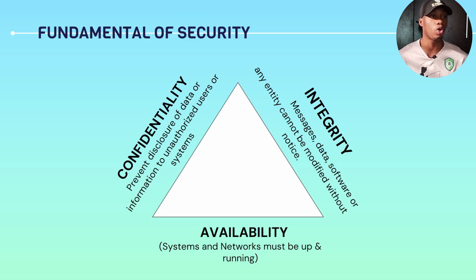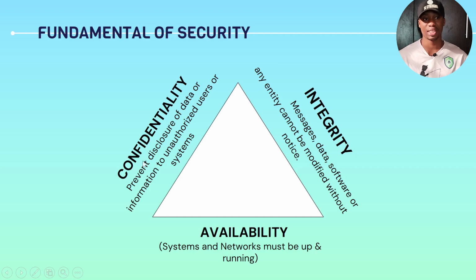So let's look at the first one, confidentiality. So this confidentiality, just like the word entails, prevents disclosure of data or information to unauthorized users or systems. So in your organization, you should implement things that would help to improve confidentiality. So any data or information that is not supposed to be out there shouldn't be out there. Okay. The next one is integrity.